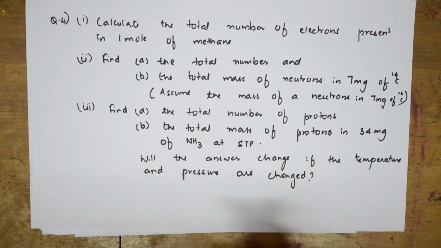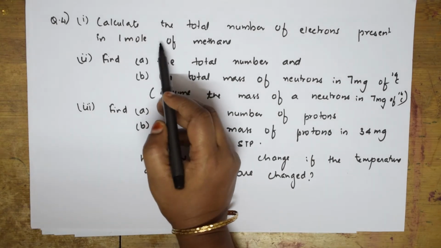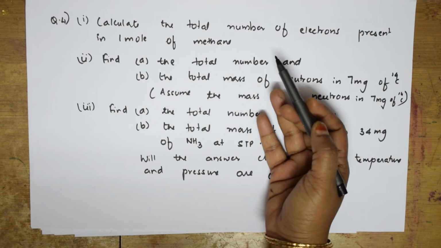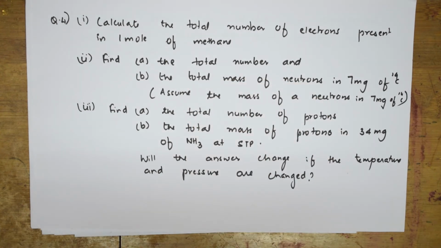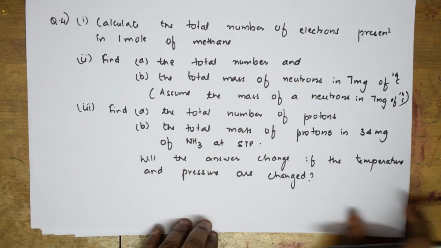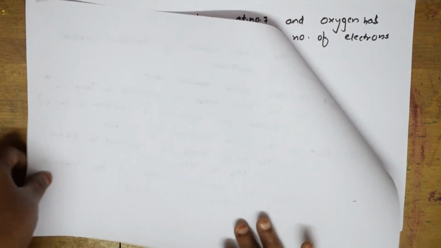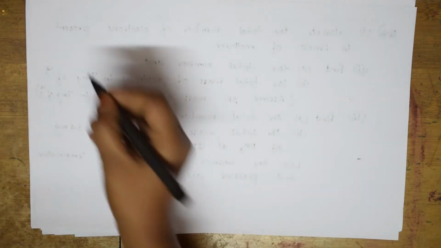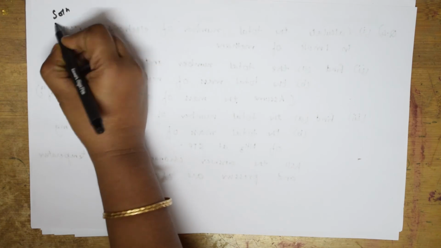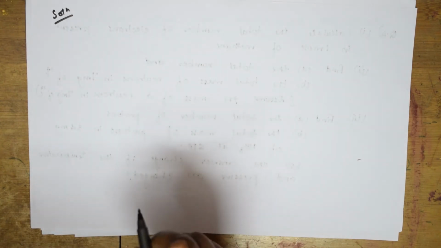Now let's start calculating the first one. What is the first one? I need to calculate the total number of electrons present in 1 mole of methane. Fine, right. So let's start with the first. I'm turning this page. I'll be using this part of the page. So for the solution part, what do they give me? I need to calculate the total number of electrons in 1 mole.